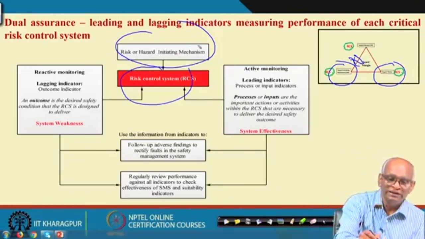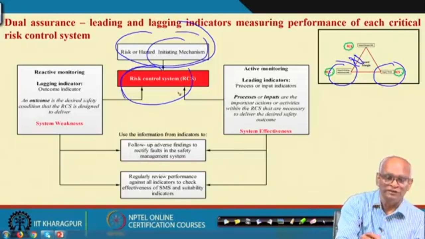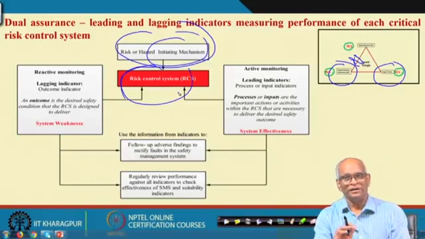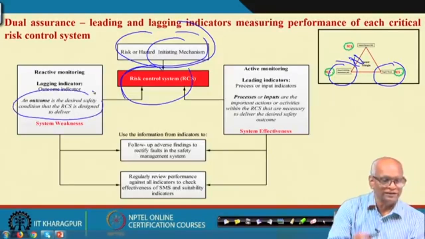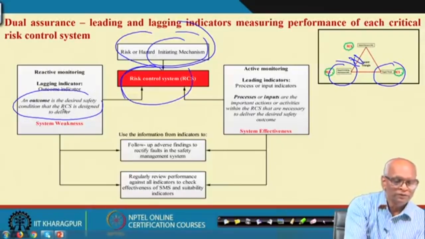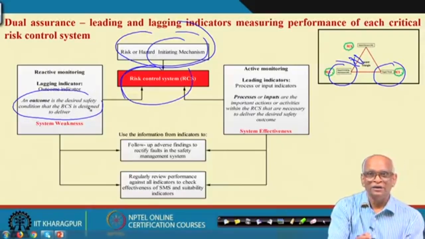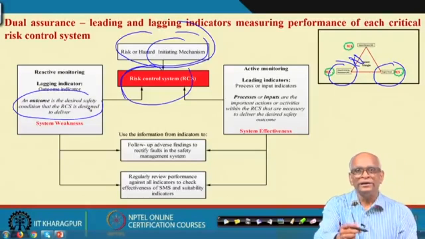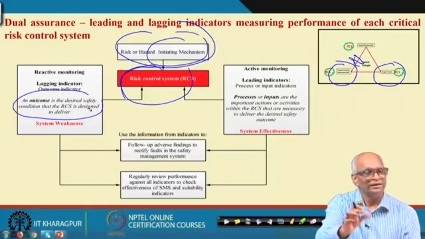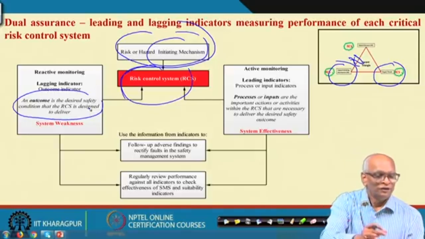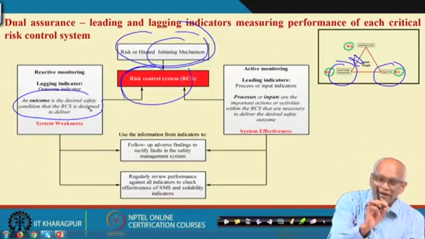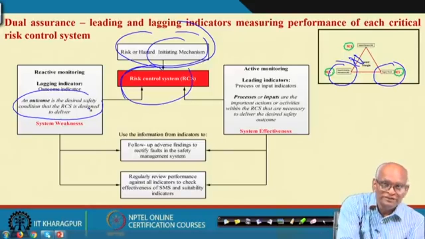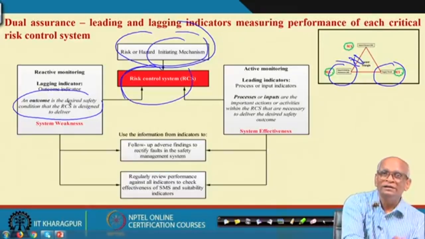So, you have the initiating mechanism, you have put the risk control system. Now, how effectively is the risk control system working? What is the outcome of the risk control system? What do you expect? An outcome is the desired safety condition. Is it happening? If you say the joint should not fail is the outcome, then the lagging indicator is the looseness of the joint, the vibration in the joint. By measuring those things, finally, you will see whether this outcome will be achieved.